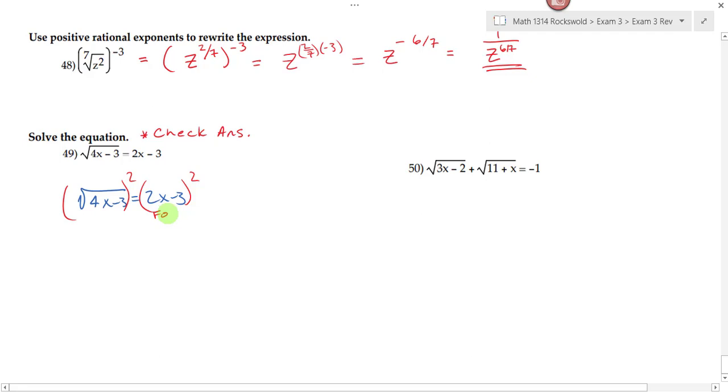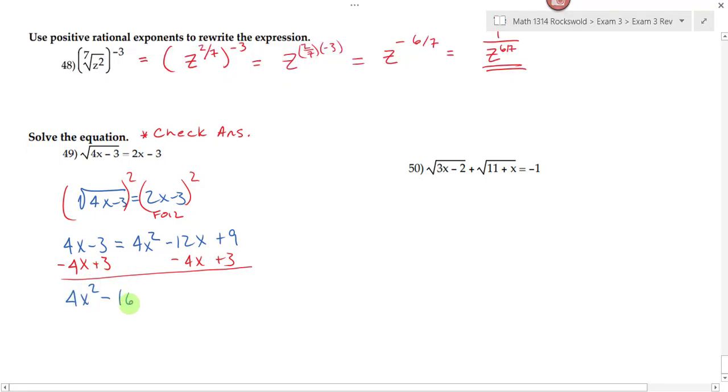That means I've got to FOIL this out, and that's going to give me 4x minus 3 equals, I'm going to just FOIL it in my head, that's 4x squared minus 12x plus 9. Now what type of equation is this? And how do I solve a quadratic equation? Set it equal to 0, so I'm going to subtract 4x and add 3 to both sides. And when I do that, that gives me 4x squared minus 16x plus 12 equals 0.